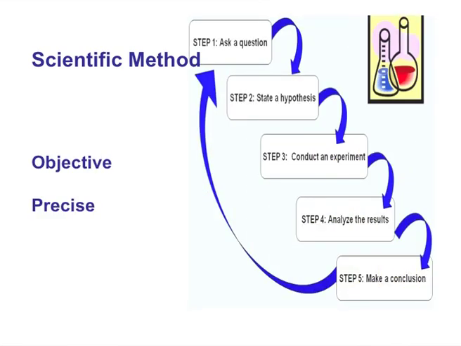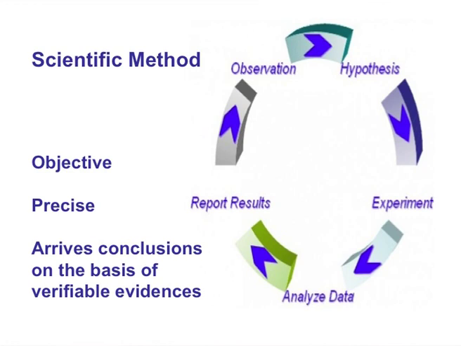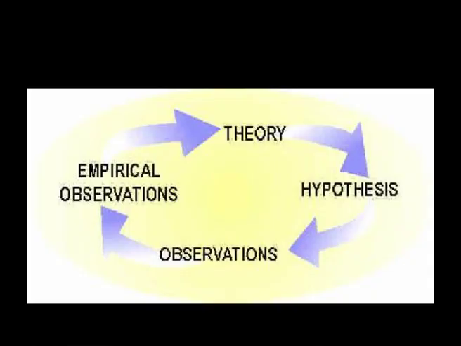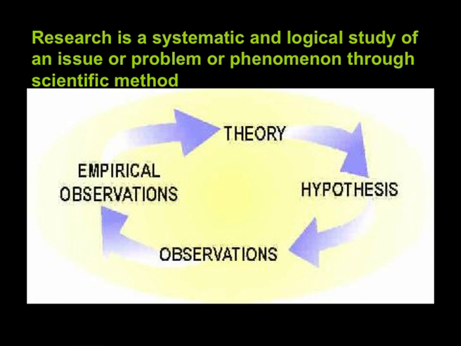Scientific method. This is a systematic, rational approach to seeking of facts. It eliminates the drawbacks of the arbitrary method. It is objective, precise and arrives at conclusions on the basis of verifiable evidence. Therefore, the search for facts should be made by the scientific method rather than the arbitrary method. Then only we may get verifiable and accurate facts. Hence, research is a systematic and logical study of an issue, problem or phenomenon through the scientific method.